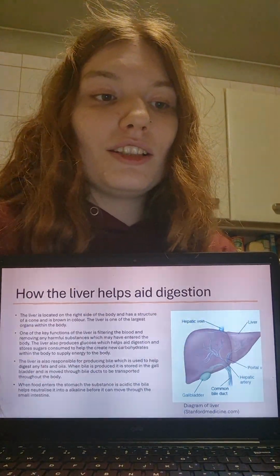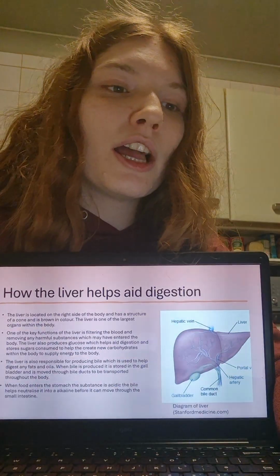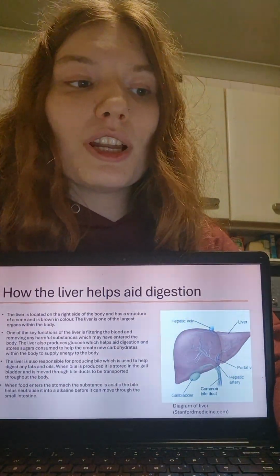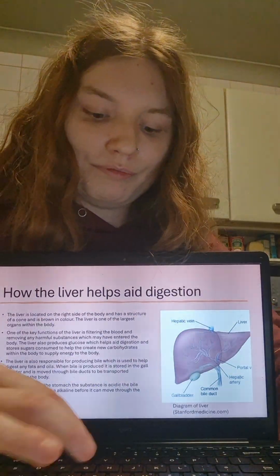When the food enters the stomach, the substance is an acid-like substance. The bile then helps neutralise it into an alkaline so it can go into the small intestine.